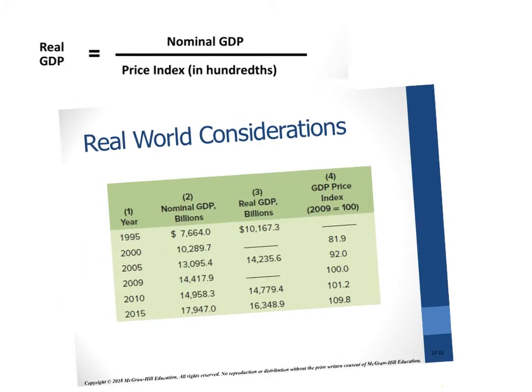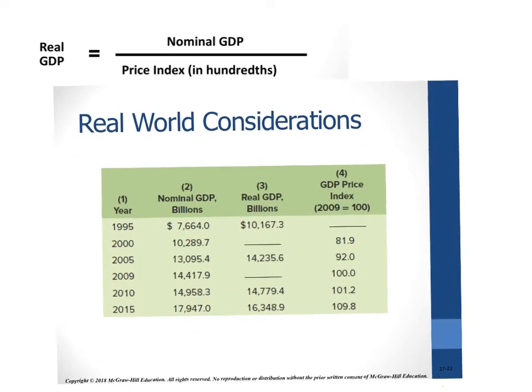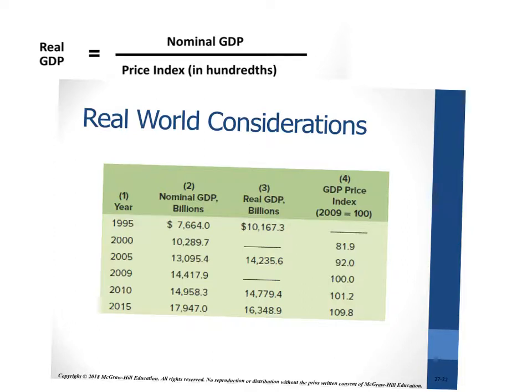So now we're looking at actual GDP for the United States. In 1995, nominal GDP was $7.7 trillion, or you can say it as $7,664 billion. In 1995, real GDP was $10,167.3 billion, or 10.2 if we're rounding up to the first decimal, $10.2 trillion. But how do we find the price index?